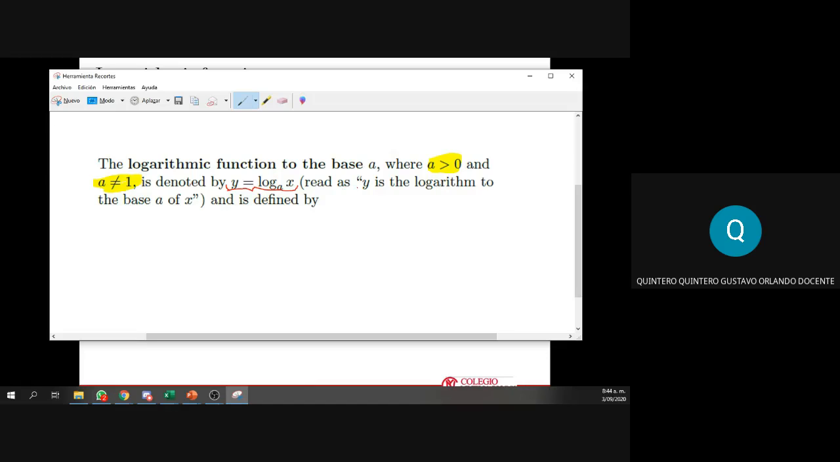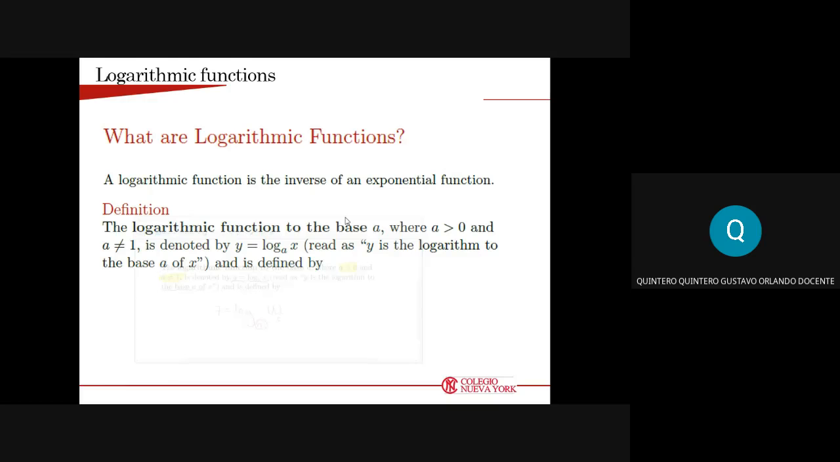This is how you read it. y is the logarithm to the base a. To the base. That is how you read it, to the base. So something like this. 7 is the logarithm to the base n of W. I don't care. Something like this. 7 is the logarithm to the base n of, and then the big value. In my case, W. All right. Let's continue with this.